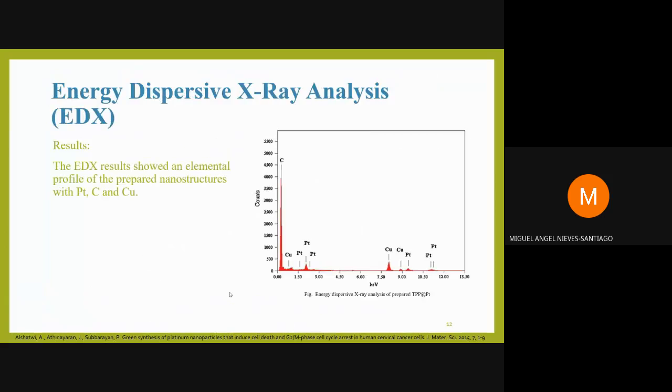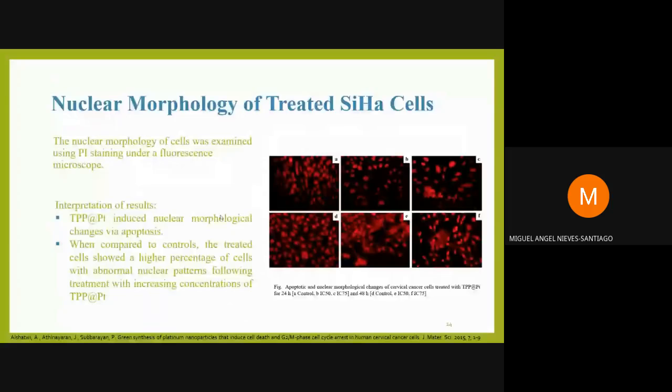The energy dispersive X-ray analysis, called EDX, showed the elemental profile of the prepared nanostructures with platinum, copper, and carbon. The carbon and copper are presumed to come from the copper grid and the tea polyphenol, and this also demonstrates that the particles were mostly reduced to nanoparticles, and the rest are mostly associated with tea polyphenol. They characterized the nanoparticles here.